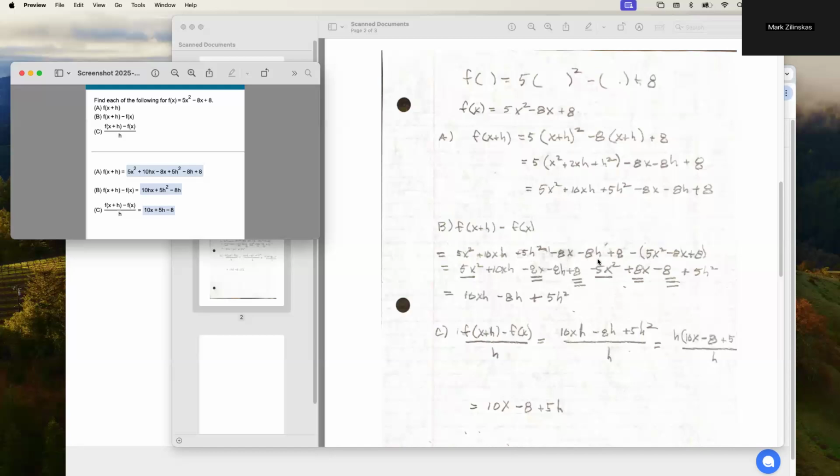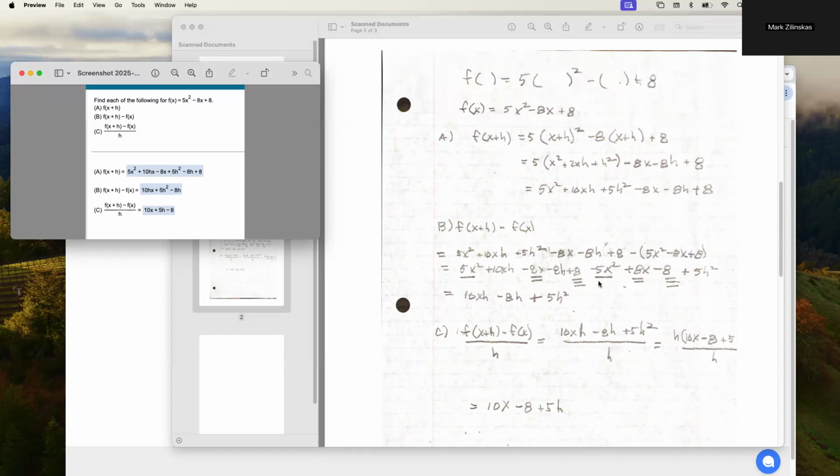So this I'm just going to leave like this, and I did make a mistake. You can see some erasure marks here. I forgot to write the 5 plus 5h squared down on this next step, so I just tagged it on the end. But where these three terms are coming from here is the negative 1 times positive 5x squared, I get negative 5x squared. Negative 1 times negative 8x, I get plus 8x. And negative 1 times positive 8, I get negative 8.